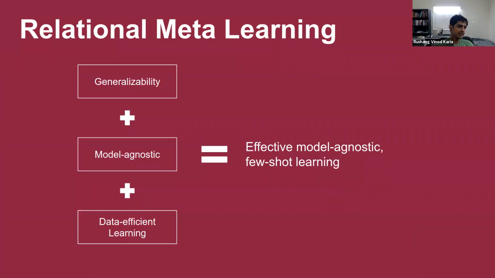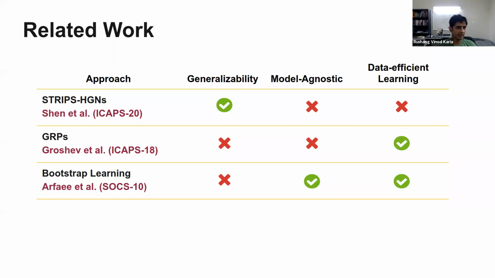And if we combine these three properties, we reach relational meta learning, which can help in effective model agnostic few shot learning. And indeed, there has been a ton of related work in the area. For example, STRIPS-HGNs utilize graph neural networks to achieve generalizable heuristics. However, they need access to action models and training data.